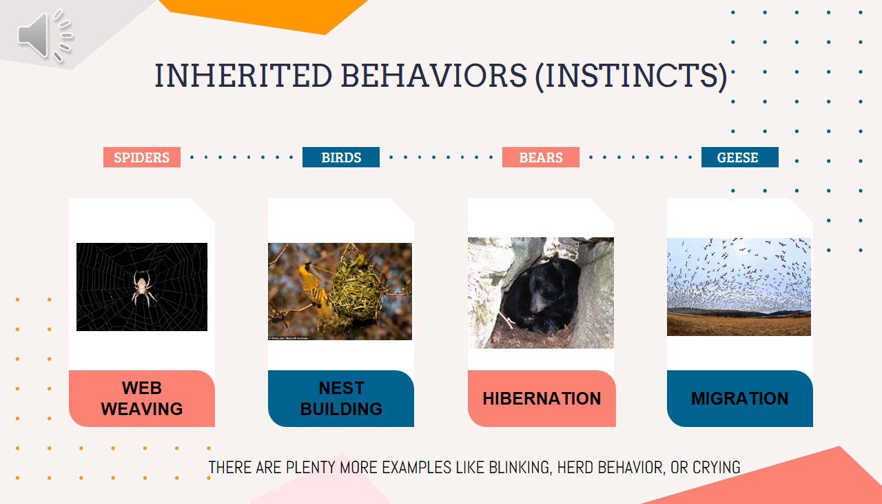There are, of course, other examples: blinking, herding behaviors, crying. Babies know how to cry whenever they're born. And so these are all examples of inherited behaviors or instincts.